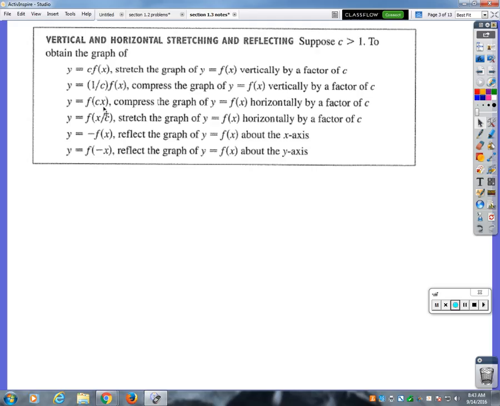Compress, we're not using the word compress. Okay, and then if you divide, same thing, you would think that dividing would shrink the graph, but since it's inside the parentheses, it has the opposite effect and it actually stretches. And then multiplying everything by a negative flips it over the x-axis, and putting in negative x instead of x flips it over the y-axis, okay?